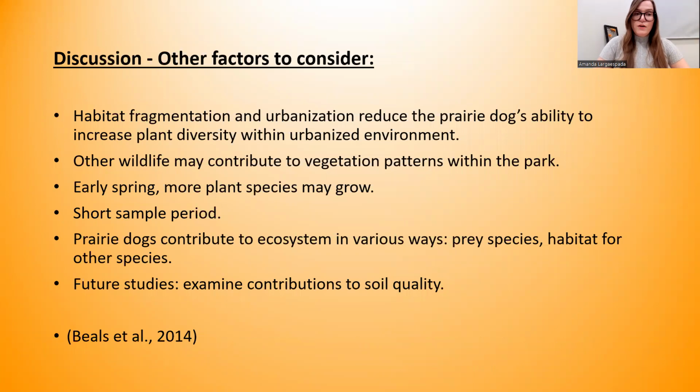I think it's important to consider other factors because the results did not fully support my hypothesis. Again, the habitat was highly fragmented because of urbanization. Other wildlife may contribute to vegetation patterns within the park. With the uncolonized sites, I noticed a lot more bird activity, so that might contribute to a different pattern in the niche that relates to the bird activity compared to prairie dog sites. Also, the sample period was very short. Maybe the results would be a little bit different if I extended the sample period into August, for example.